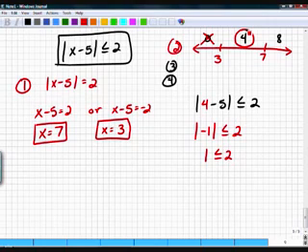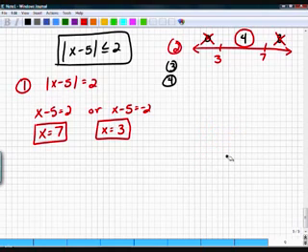Hang on a second. Last, again, we're going to plug in 8 now and see if it works. So take out the x, put in an 8. You get the absolute value of 3 is less than or equal to 2. 3 is less than or equal to 2 is not true. You're on the right track, yeah. Now let's write the answer.